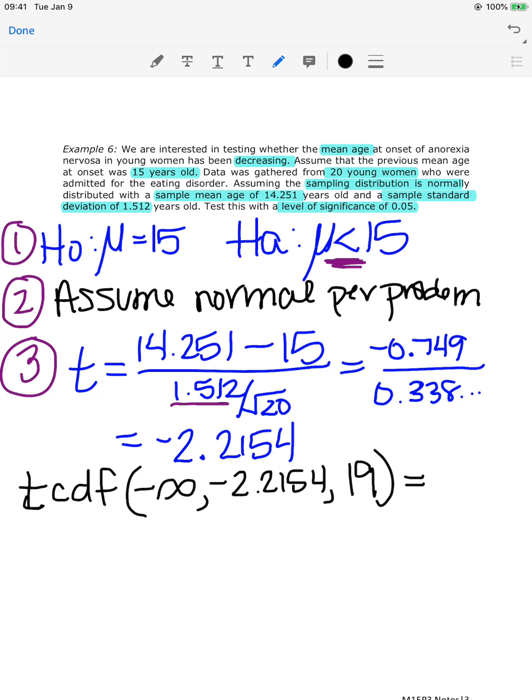So we do our t-CDF, negative infinity, or negative a million, negative 2.2154, 19, and that gives us 0.0196.